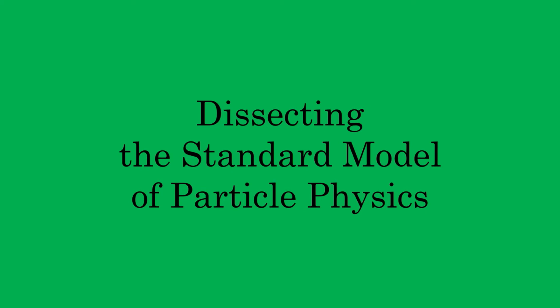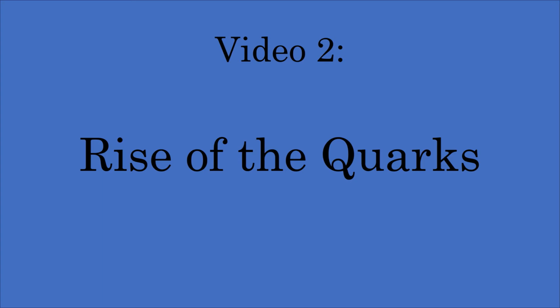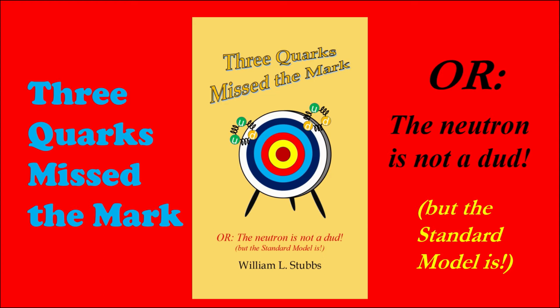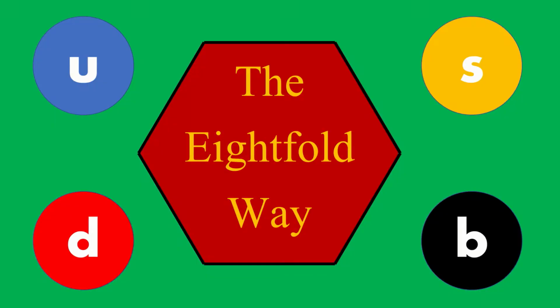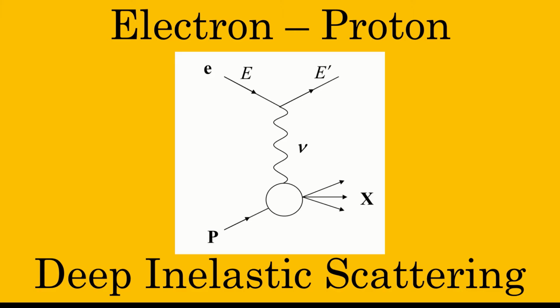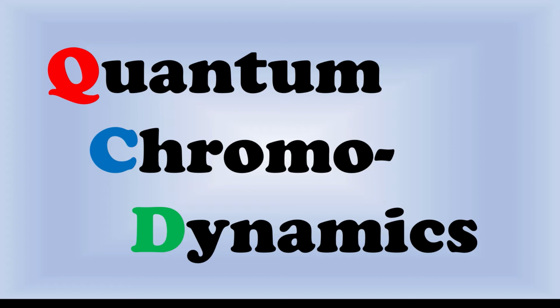Welcome to the second video in my series, Dissecting the Standard Model of Particle Physics, this one titled, Rise of the Quarks. In this video, I continue discussing the contents of my book, Three Quarks Missed the Mark, by looking at the initial suggestion that baryons, including protons, might be made of unusual particles called quarks, the ultimate discovery of particles inside the proton, and the campaign launched after the discovery to make those particles quarks. Let's jump right into it.